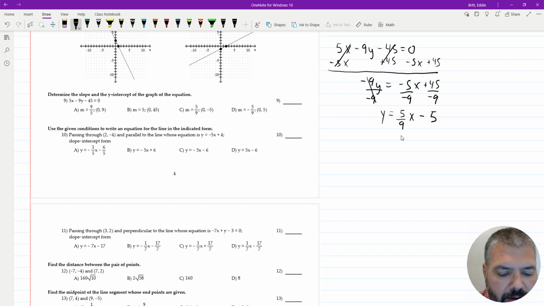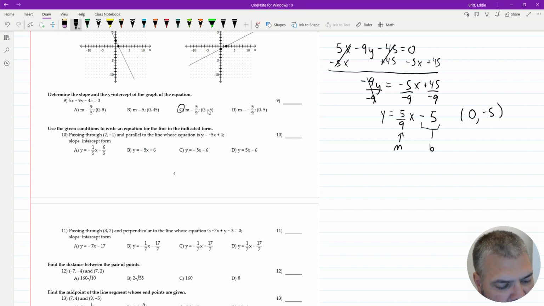So my slope is 5/9. My y-intercept is negative 5. And remember, if it's a y-intercept, you can write it 0, negative 5, like that. So that looks like that's going to be C. 5/9 and then 0, negative 5.